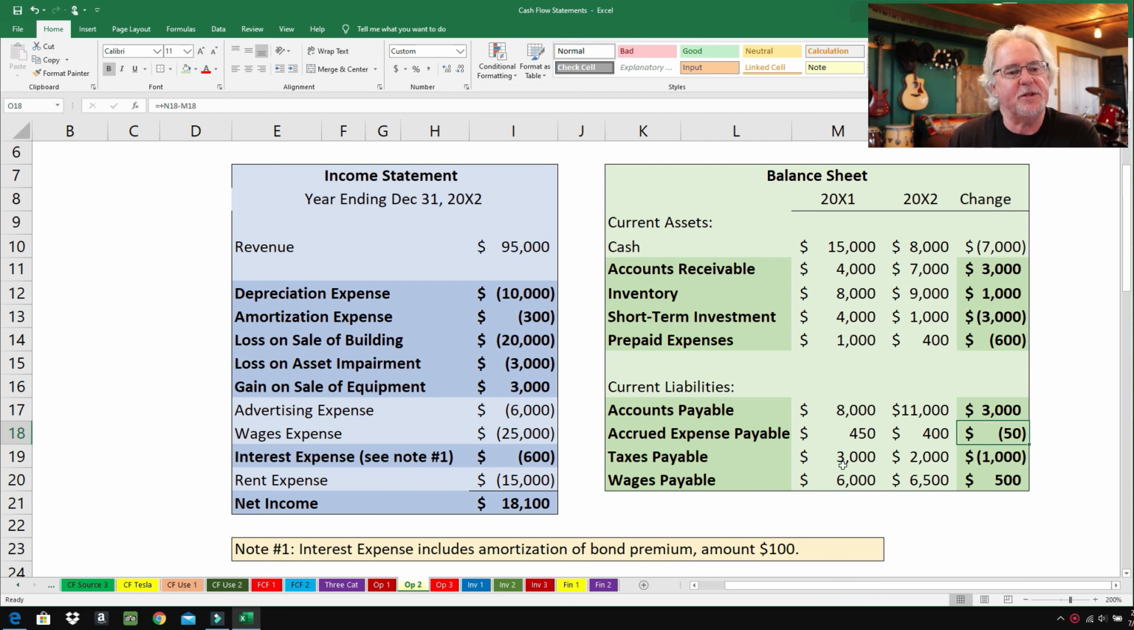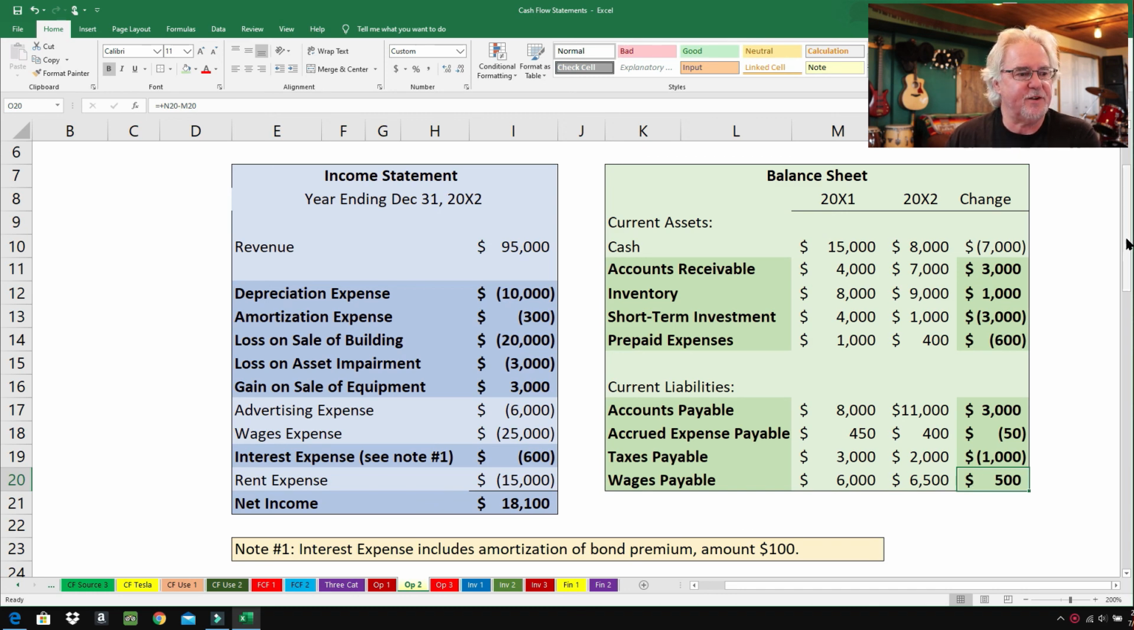Taxes payable was 3,000. Now it's 2,000. Dropped by 1,000. It sounds like we're paying our taxes. And I don't know about you, but when I pay my taxes, my money goes away. So wages payable was 6,000, now it's 6,500. So the liability went up. So whenever a liability goes up, that means we're borrowing. So we borrowed in essence $500.